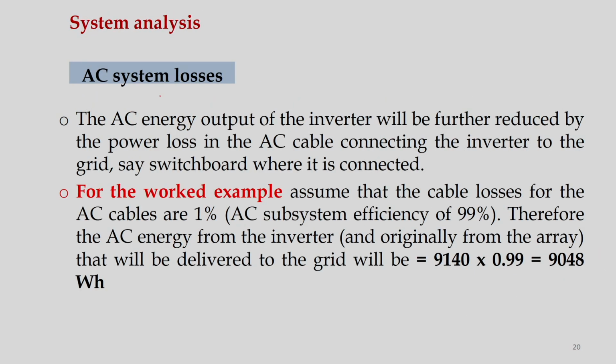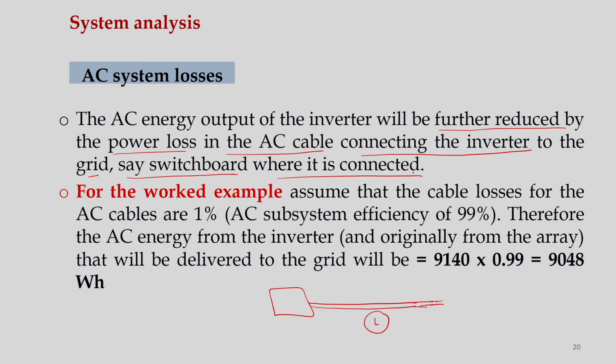Now, the AC system losses. Once this inverter is over, then we need to transmit, so we need to consider the cable length. The loss is proportional to the length, so if the length is very long, the losses will be more. So, this AC energy output of the inverter will be further reduced by the power loss in the AC cable connecting the inverter to the grid, say the switchboard where it is connected.